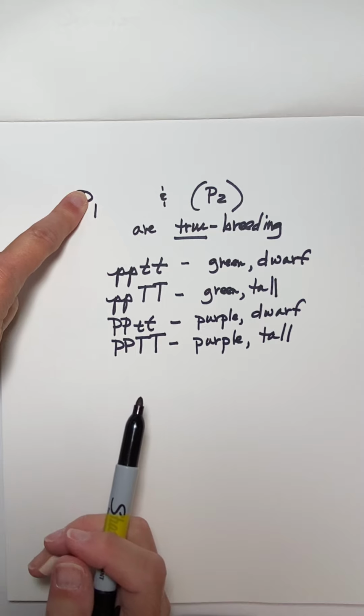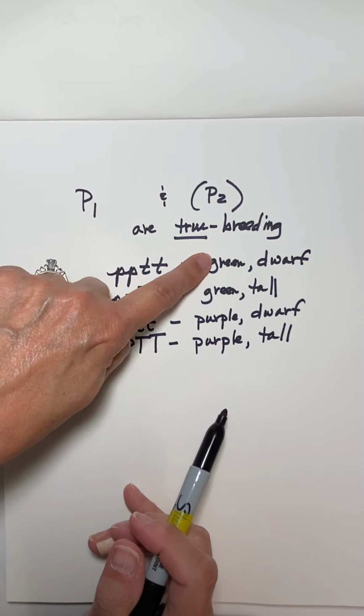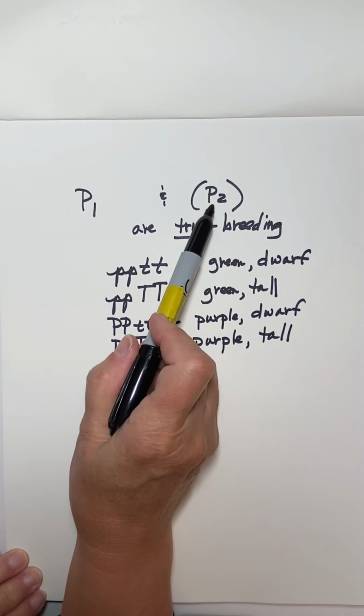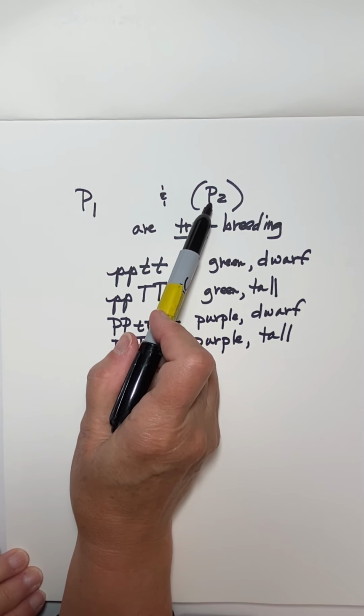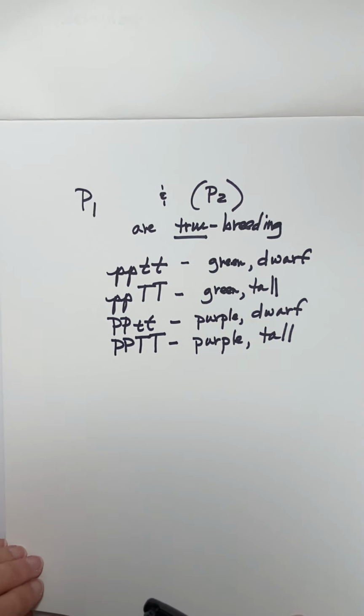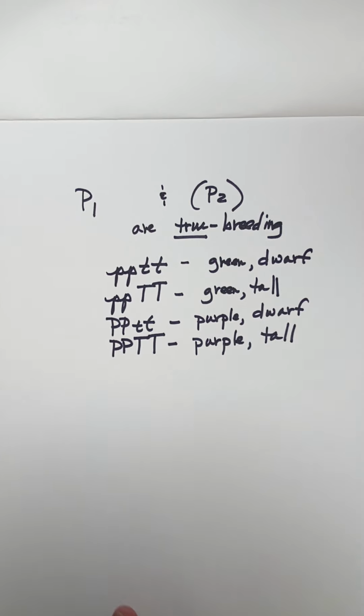Okay? So you're going to grow P1, and you're going to figure out which of these genotypes the P1 organisms have. And how are you going to do that? Because you're going to see which of these it is. Then you're going to figure out what P2 is just by knowing about the F1 generation.